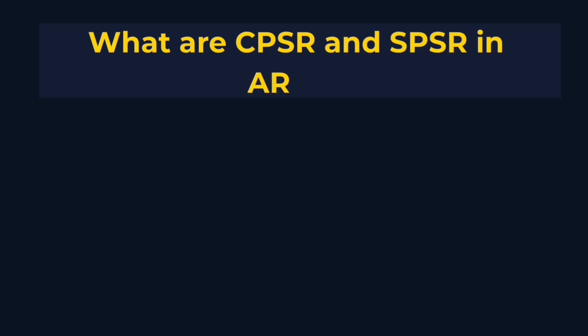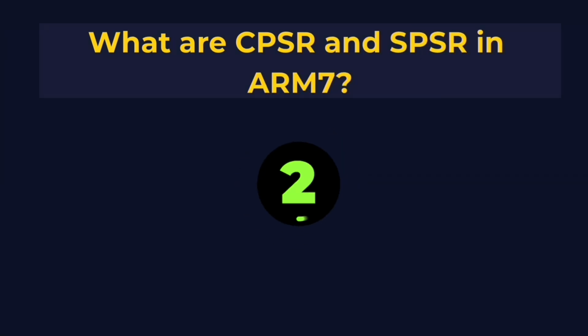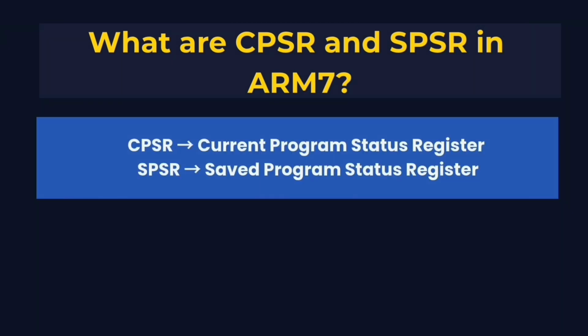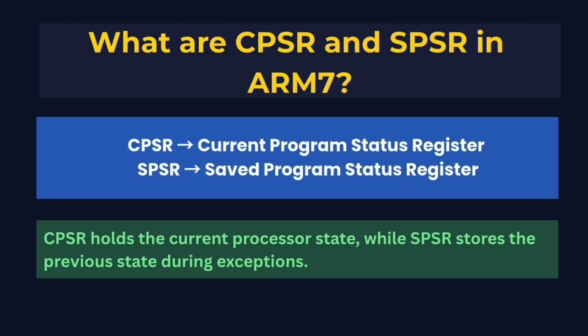What are CPSR and SPSR in ARM7? CPSR is nothing but current program status register and SPSR is nothing but saved program status register. CPSR holds the current processor state while SPSR stores the previous state during exceptions.